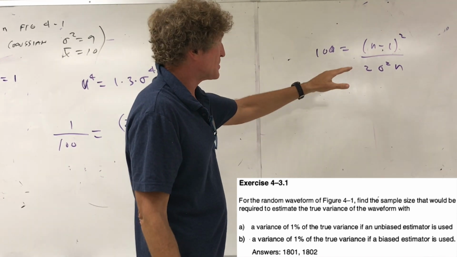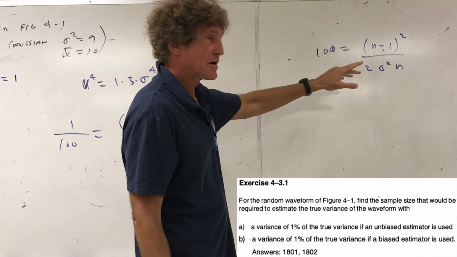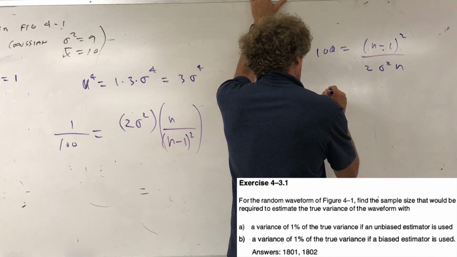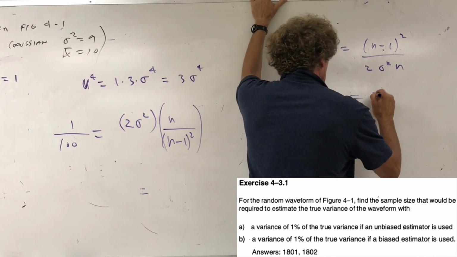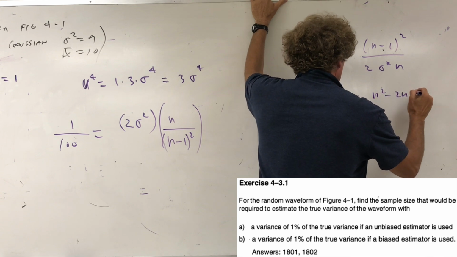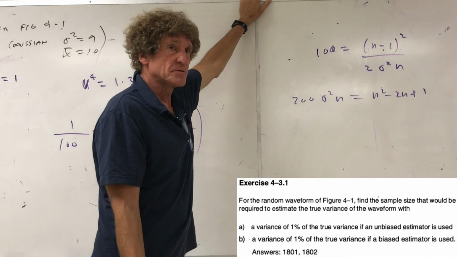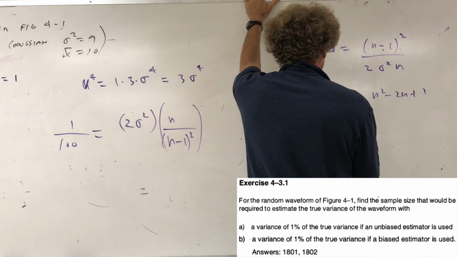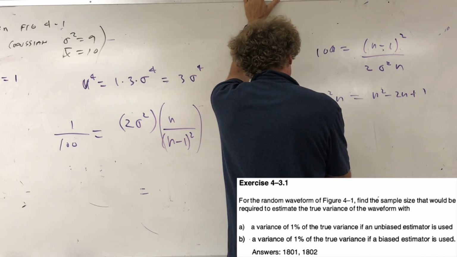What I'm going to do is multiply both sides by 2 sigma squared n, so I get 200. And that's going to be sigma squared n is equal to n squared minus 2n plus 1. We're just solving for the roots here. And there'll be 2 of them. Now, sigma squared is 9. So now I have 9. So this is really 1800.